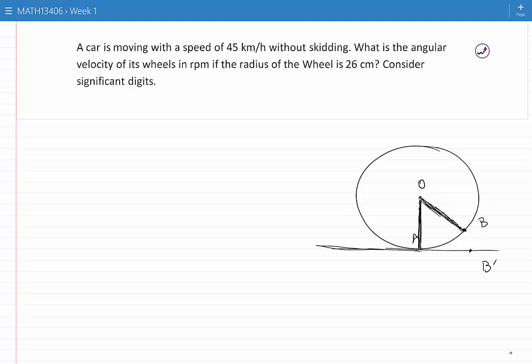The car is moving with a speed of 45 kilometers per hour without skidding. What is the angular velocity of its wheels in RPM if the radius of the wheel is 26 centimeters? Consider significant digits. Let's see what is given in this problem.